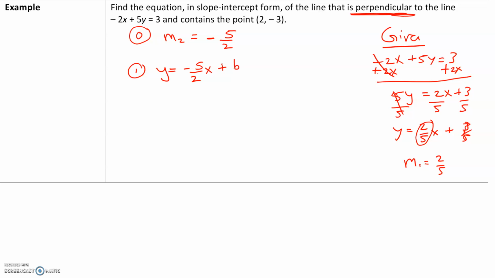And then in class, we will finish off this problem. So we are going to replace the y with the y value and the x with the x value and find the equation of the line.